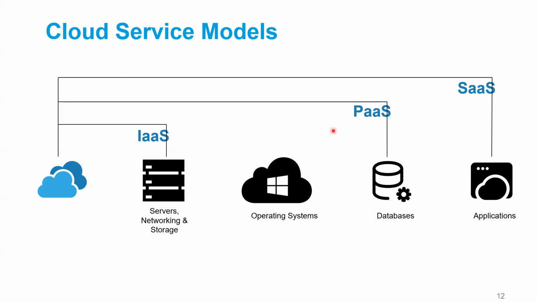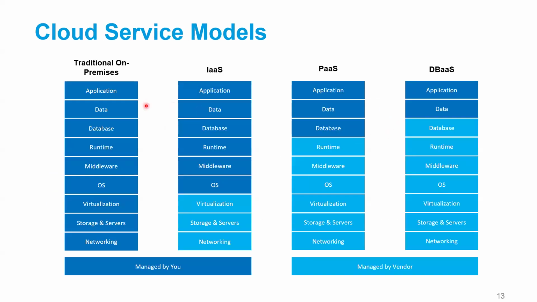Okay, so let me give you the answer. It's a PaaS, platform as a service. So OIC is a PaaS environment. Okay, so now let's make it clear why. These are the differences between IaaS, PaaS, and DBaaS, which is database as a service.